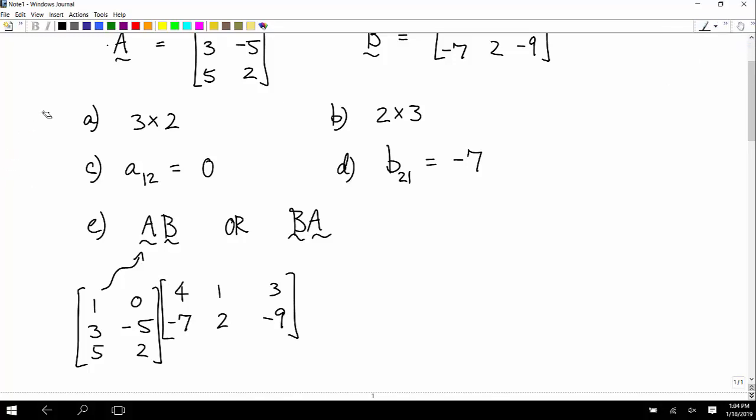And the way you calculate that is, oops. Remember, these are dot products between the rows of the left matrix and the columns of the right matrix. So they have to be the same length. And here, the length of both of those two are 2. And so this works. So yes, this is possible.